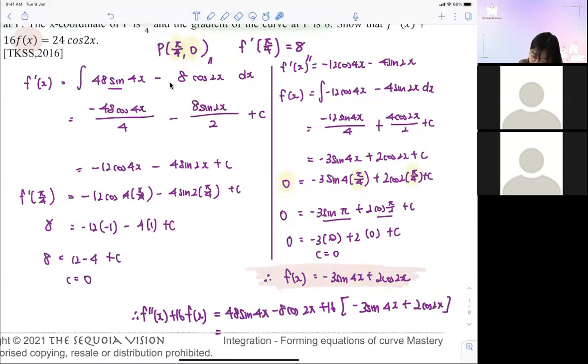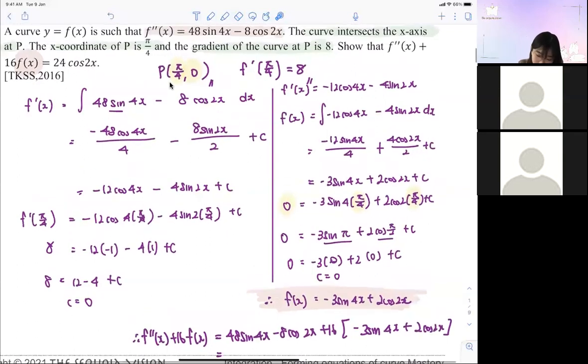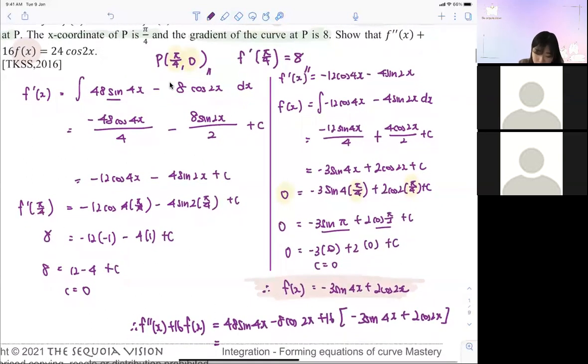Now, why does f prime x have two values? Where? There? One value only. No, f prime x has 48 sine, and the next one is minus 12 cosine 4x. This is f prime x, right? This is f(x). Oh yeah, never mind. Copied wrongly. 32 minus 8 is 24 cosine 2x, shown.